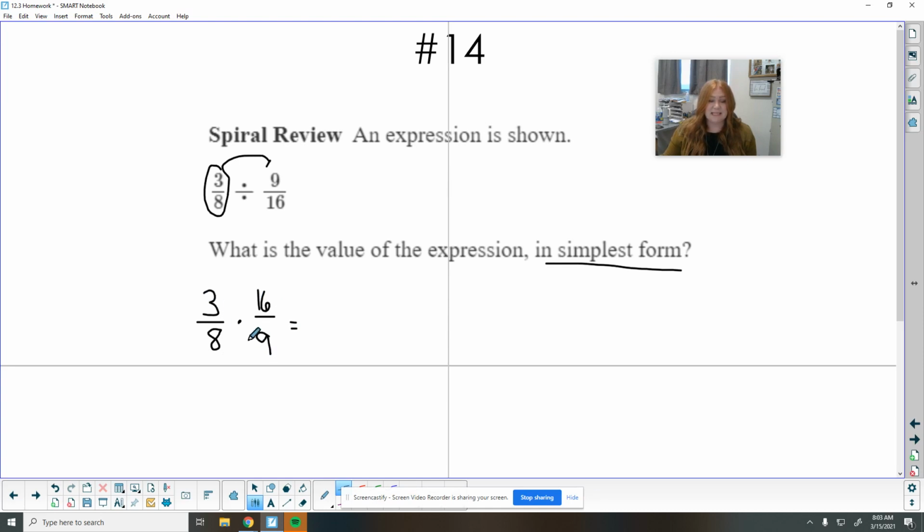I notice I can simplify 3 and 9. So what goes into 3 and 9 and cancel those out. What goes into 8 and 16 and cancel those out. It's going to be a lot easier to do that first, to work with smaller numbers. Then we're going to multiply across, and simplify if needed.